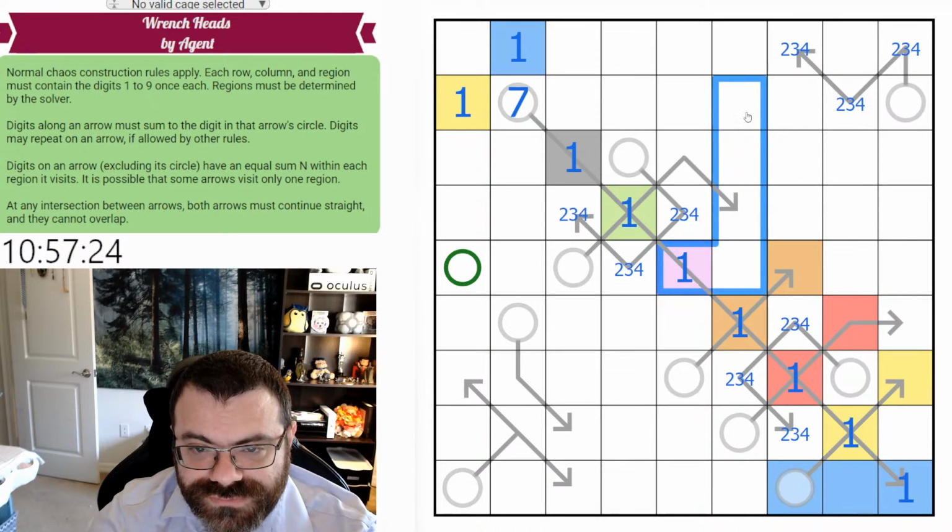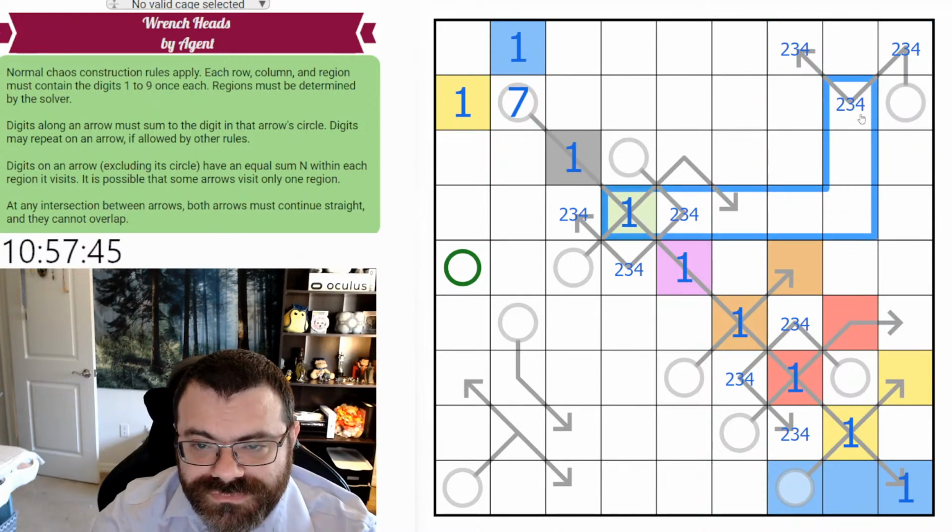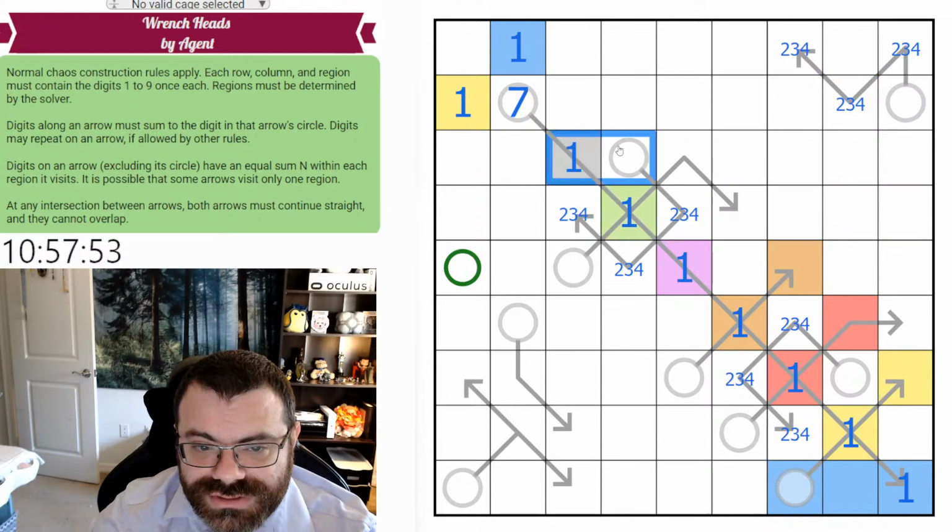1, 2, 3, 4, 5, 6, 7, 8, 9. Yeah, I can't quite get all of these. The trouble is coming from the bottom, you're gaining 4 more. 1, 2, 3, 4, 5, 6. Yeah, and that's 10. That's 10 also. Yeah, that would have to take 10.